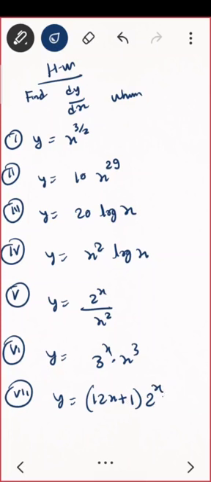I'll upload this in your Google Classroom also. Try to solve this and put the solution in the Google Classroom. Is that okay?